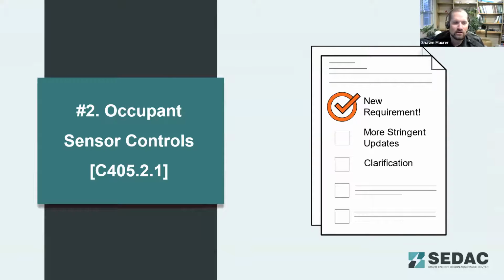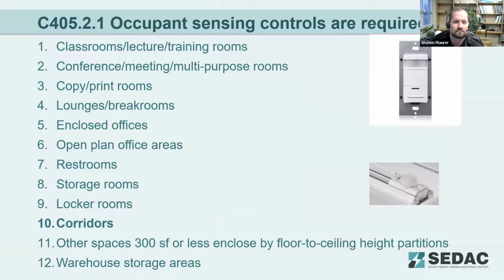Moving into occupant sensor controls, there are some new requirements here, some more stringent updates, and really a lot of clarification of the original code text. Some of these sections were in paragraph form. They've broken them out into bullet pointed sections, so they're a little clearer to understand to help with enforcement of the code.